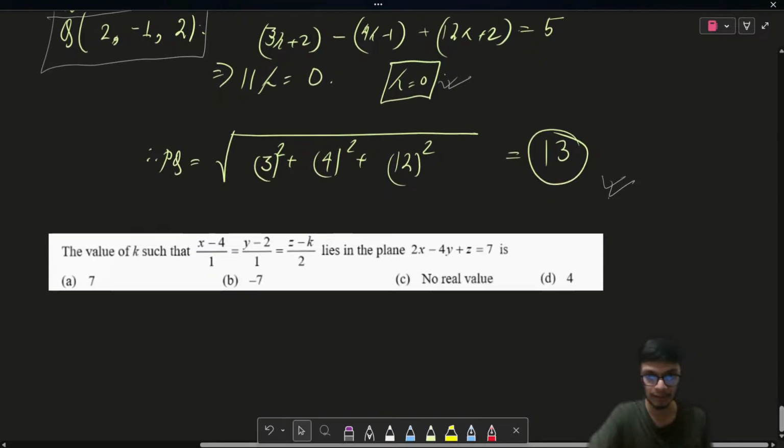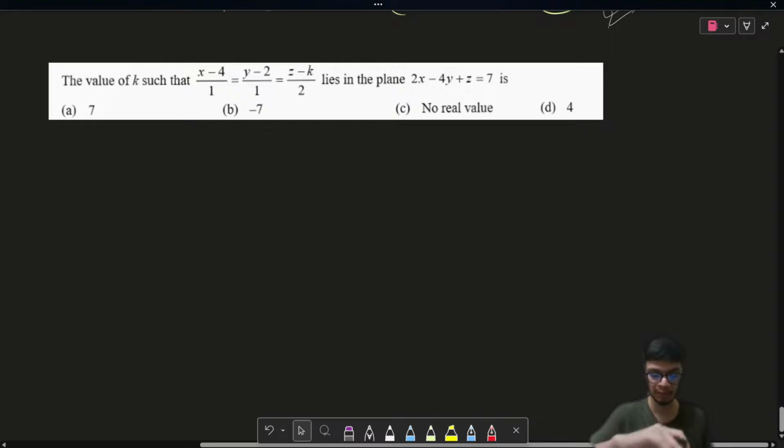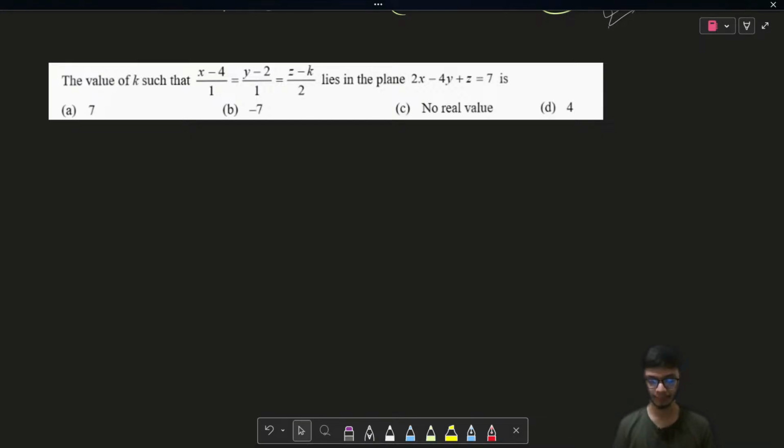Alright, so let's try to solve this problem. I hope you can see the problem on the screen. Please try to solve this problem. Whoever solves this problem, I will give a shout out. Okay, so please solve this problem.